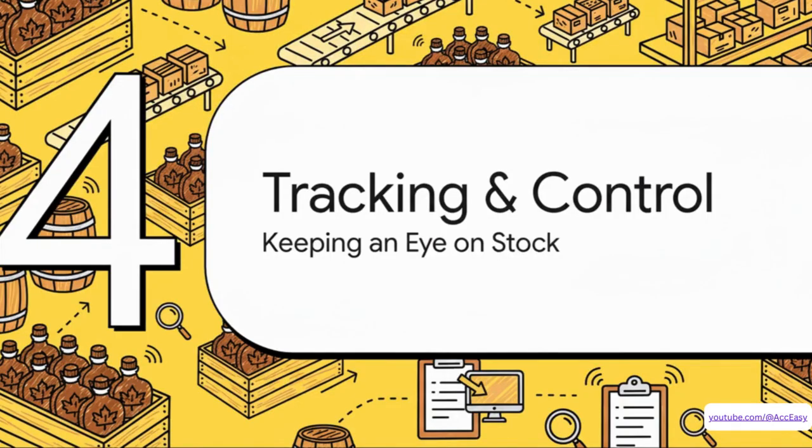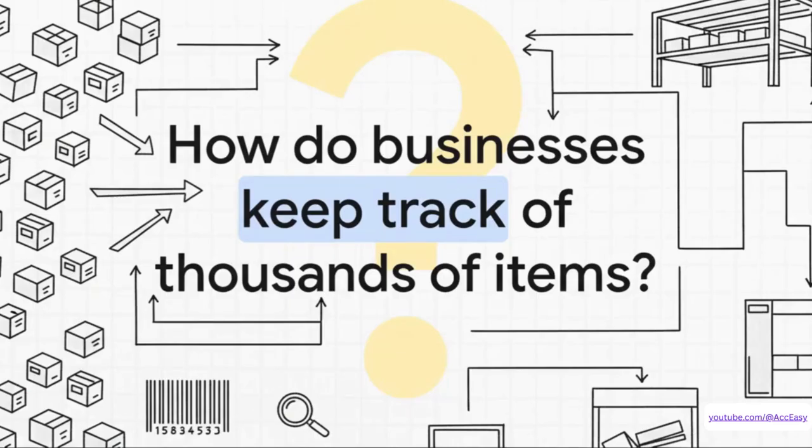Okay, so if that ending inventory number is so important for the accountants, it means that number has to be accurate, right? So that takes us right back to the warehouse, surrounded by all that maple syrup. How in the world do businesses actually keep track of it all? I mean, it's a massive challenge. When you've got thousands, sometimes even millions of little items constantly moving in and out, you need a seriously solid system to keep everything straight.